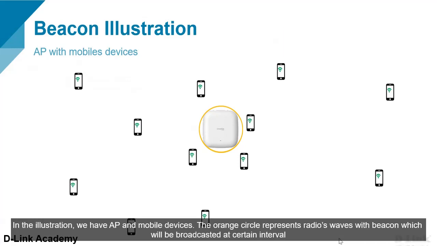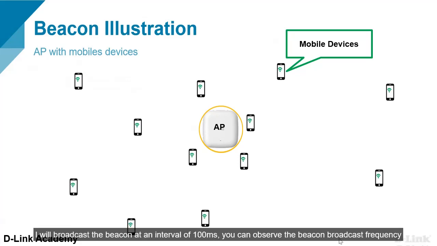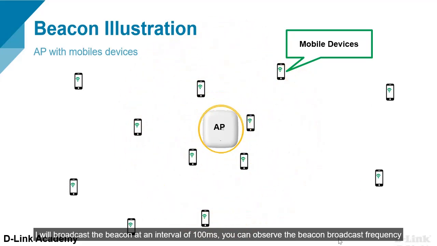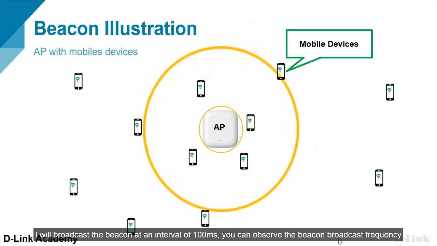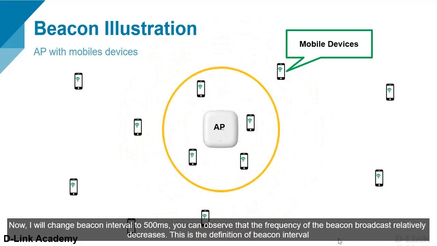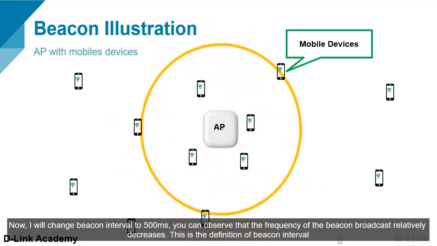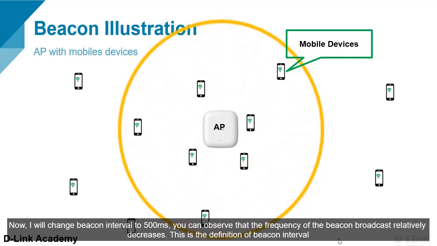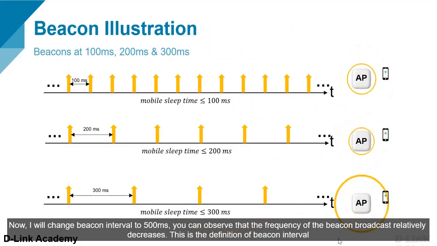In the illustration, we have AP and mobile devices. The orange circle represents radio's wave with the beacon, which will be broadcasted at certain interval. I will broadcast the beacon at an interval of 100 milliseconds. You can observe the beacon broadcast frequency. Now I will change the beacon interval to 500 milliseconds. You can observe that the frequency of the beacon broadcast relatively decreases. This is the definition of beacon interval.